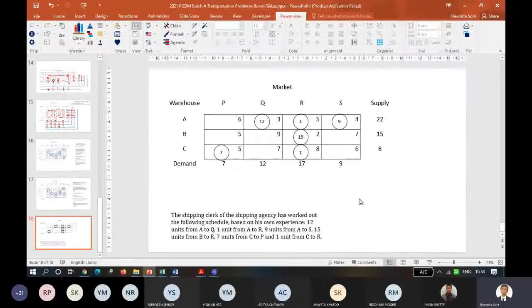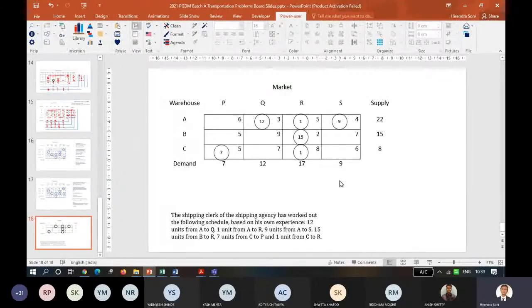The demand and supply constraints should get satisfied. So what he's saying is 12 plus 1, 13 plus 9, 22. So this is fine. 15. 7 plus 1, 8. Column wise 7, 12, 15, 16, 17 and 9. So all the row and column constraints are getting satisfied. So we can consider this as a basic feasible solution.